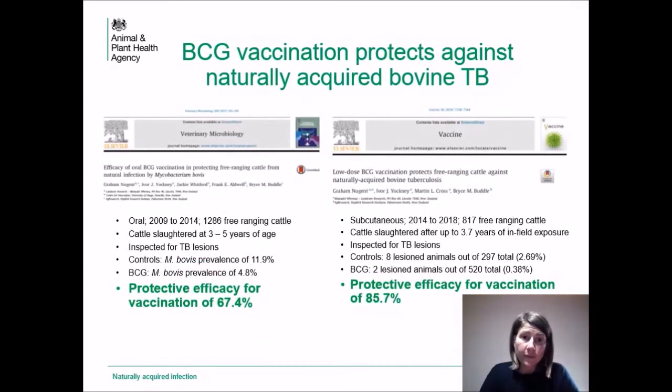Very importantly, it's also been shown that BCG vaccination protects against naturally acquired bovine TB. And there have been 2 studies in New Zealand in the field, one where they orally vaccinated the animals and one where they subcutaneously vaccinated animals. In the study where they used the oral vaccine regimen, they could see a protective efficacy of vaccination of 67.4%. And in the study where they chose the subcutaneous route of vaccination, they showed a protective efficacy of 85.7%.